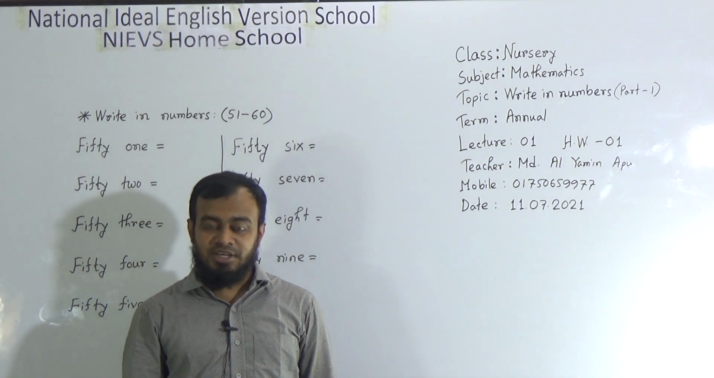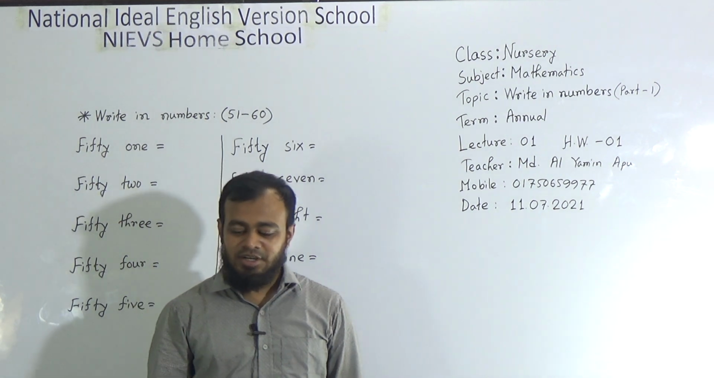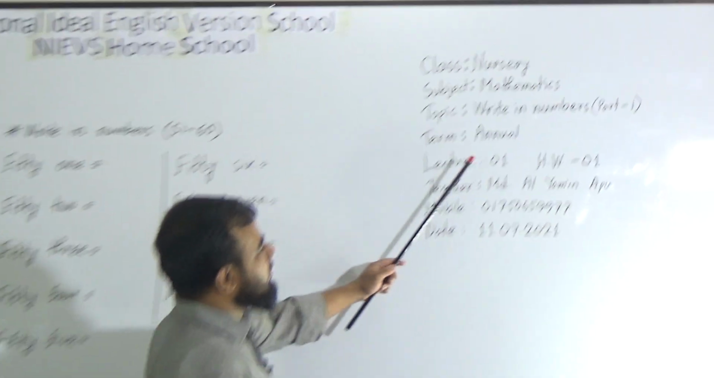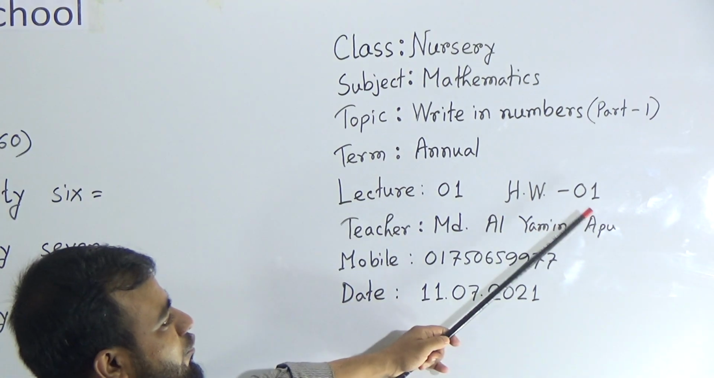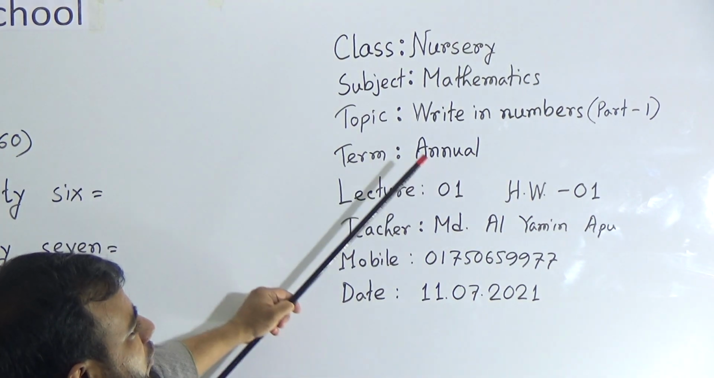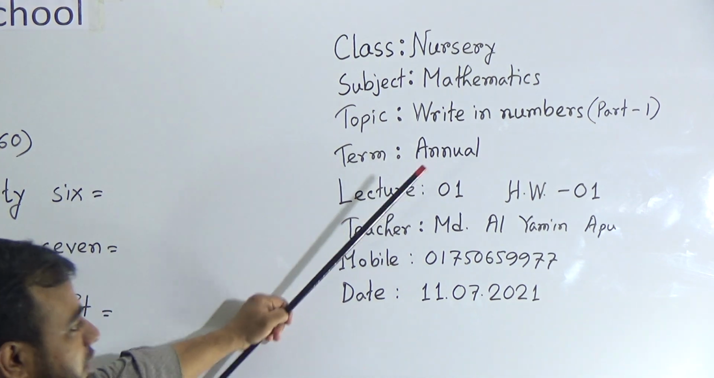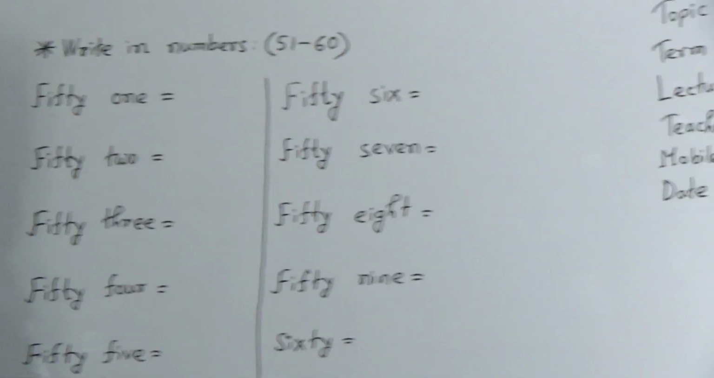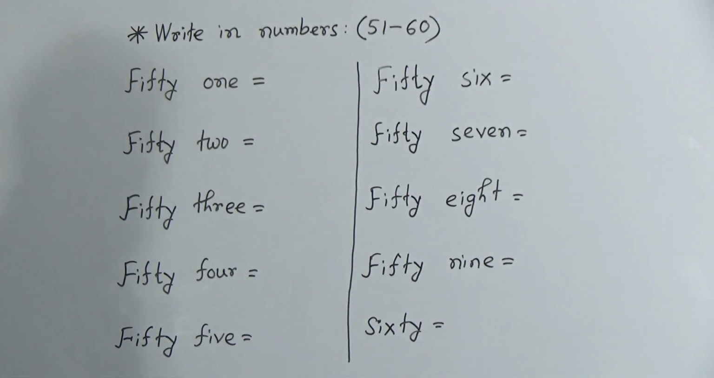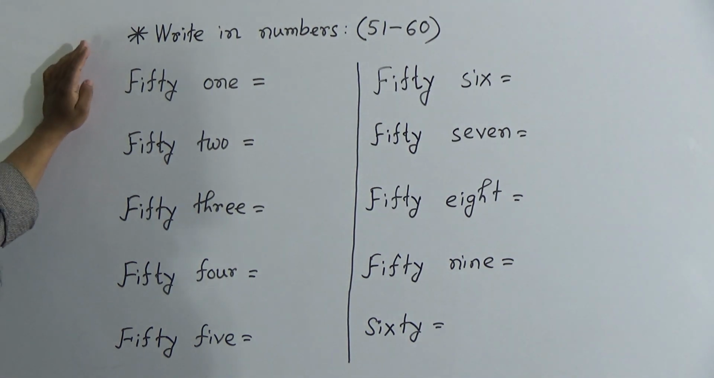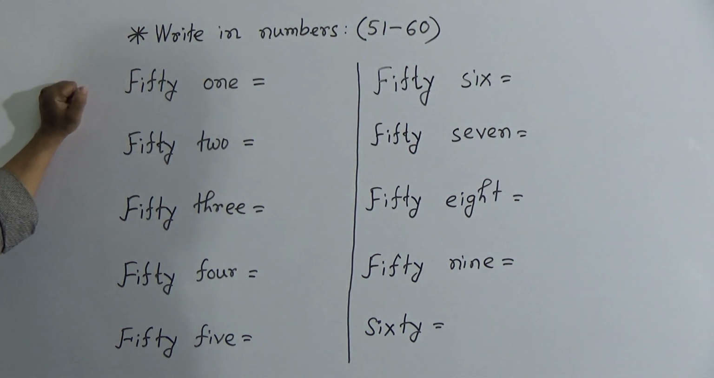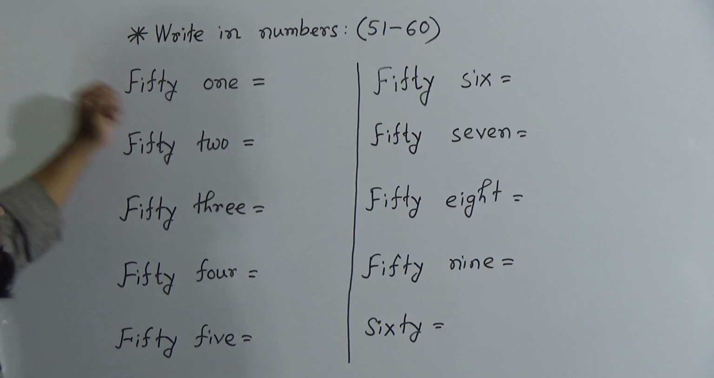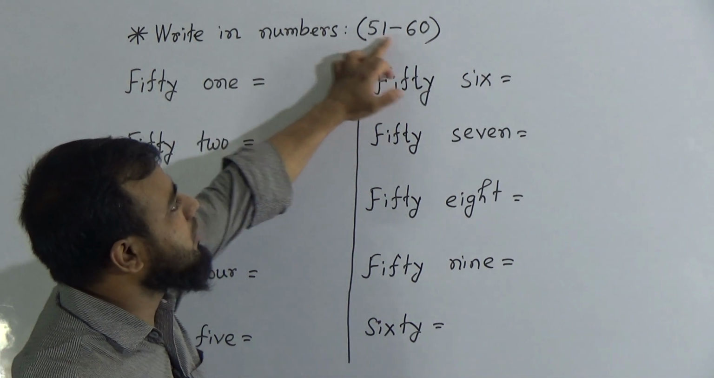Dear students, I am going to take a math class today for the students of class nursery. Our lecture number is 1 and your homework number is 1 for the annual term examination of 2021. My dear students, it's your first lecture for the annual term examination and your topic is write in number part 1. In part 1, we will learn how to write from 51 to 60. In the half yearly examination, we already learned to write numbers from 1 to 50. Today we will write down from 51 to 60, inshallah.